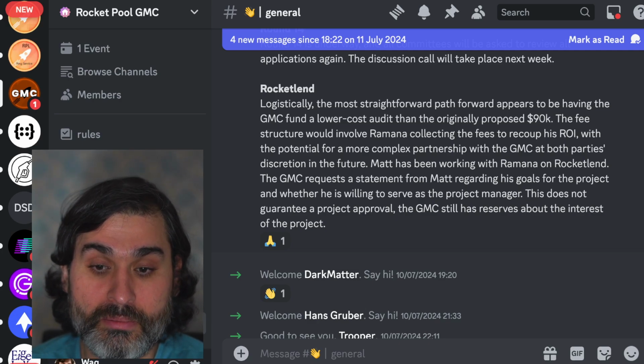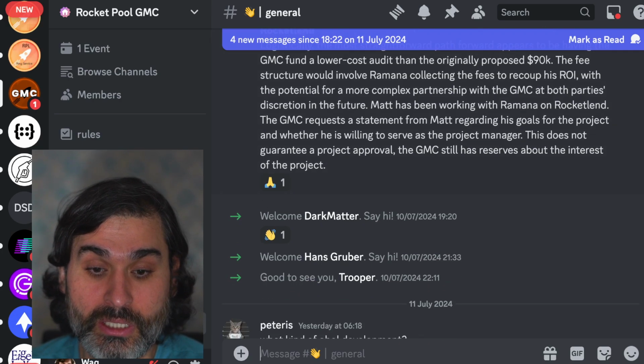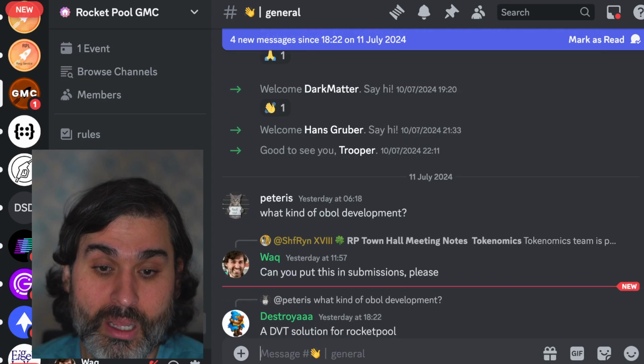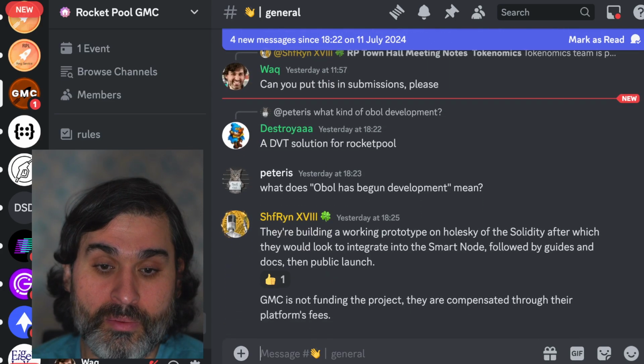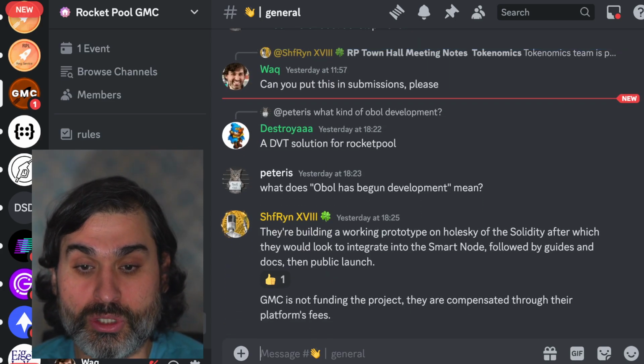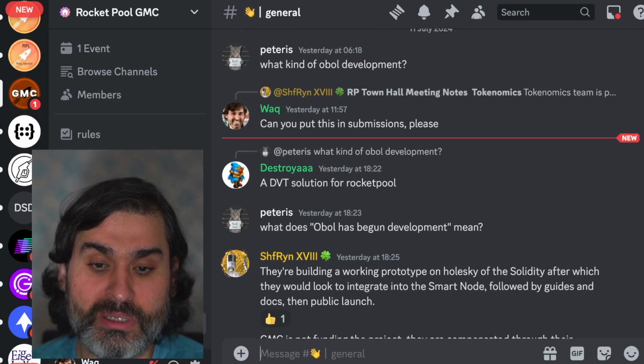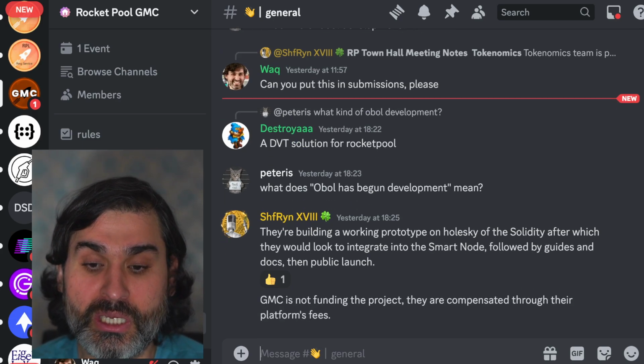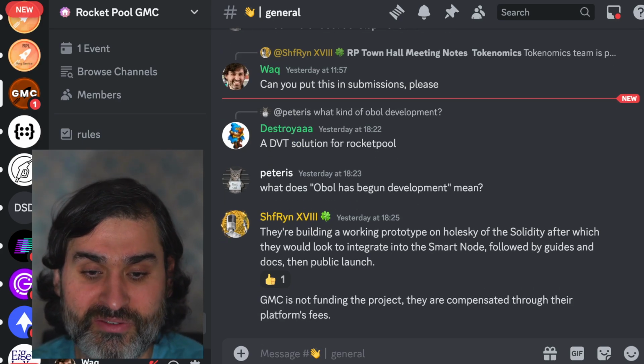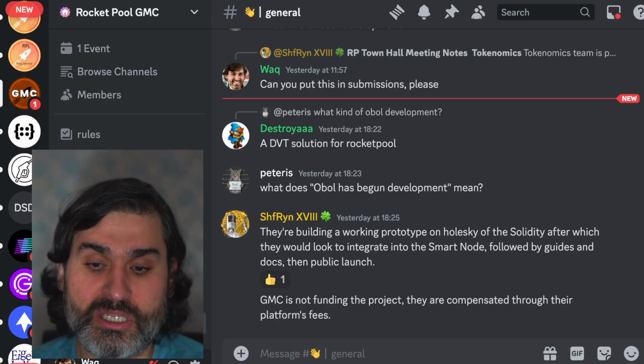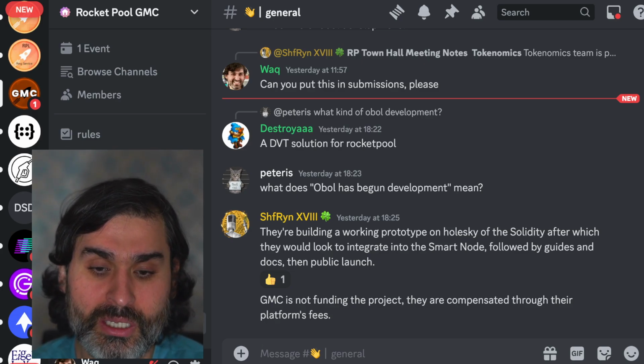So, yeah, that was actually really cool. And Pateris said, what is Opal actually doing? And Chevron said they're building a working prototype on Haleshki of the Solidity, after which they would look to integrate into the smart node, followed by guides and docs, then public launch.